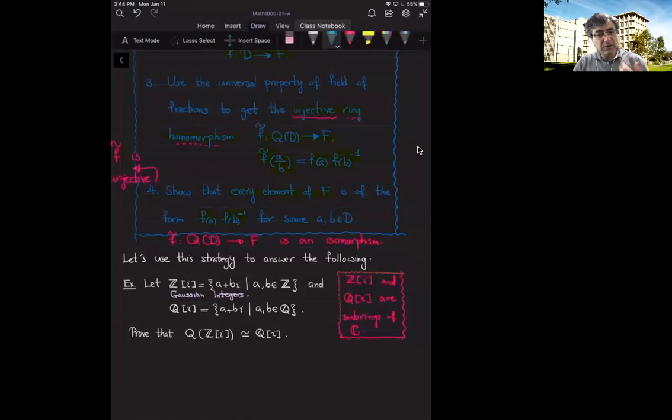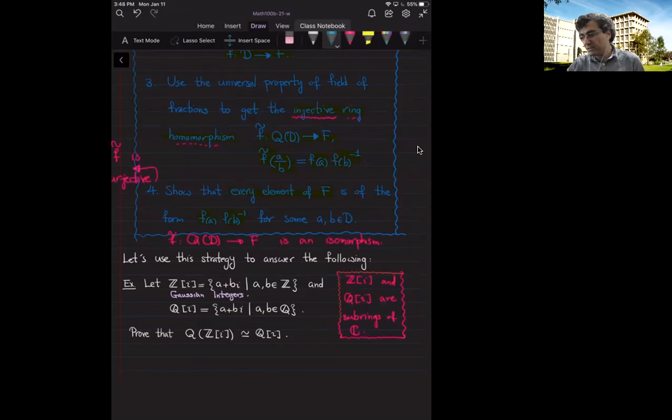Okay, so let's see how we can use this, and how we can show the field of fractions of the Gaussian integers. And what are the Gaussian integers? They are numbers of the form a plus bi, where a and b are integers. This ring is called the ring of Gaussian integers. So in this example, we want to show that the field of fractions of the Gaussian integers is precisely the ring that consists of elements a plus bi, where a and b are rational numbers. That's Q bracket i.